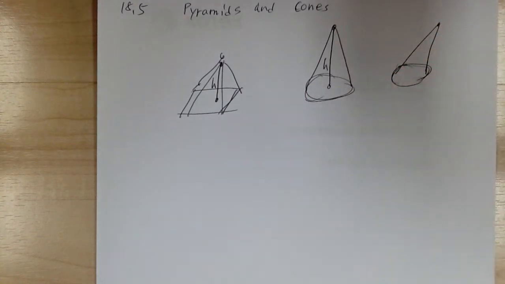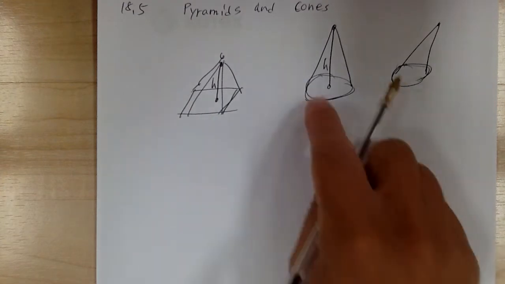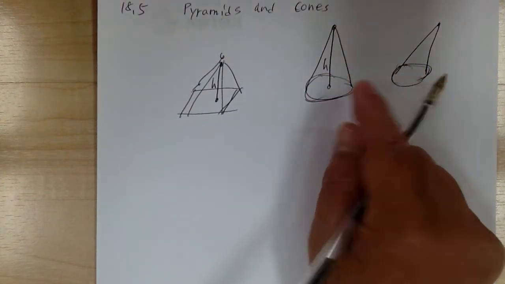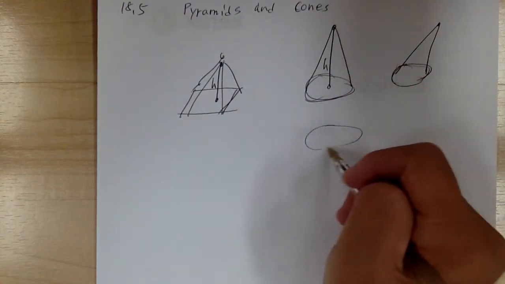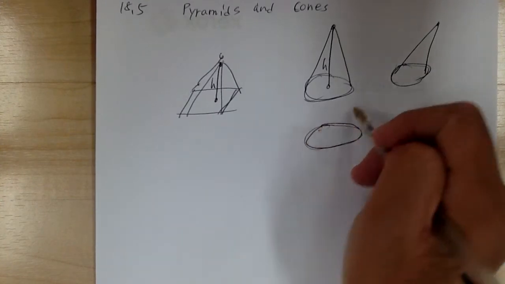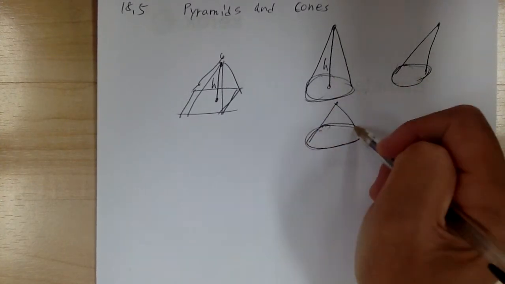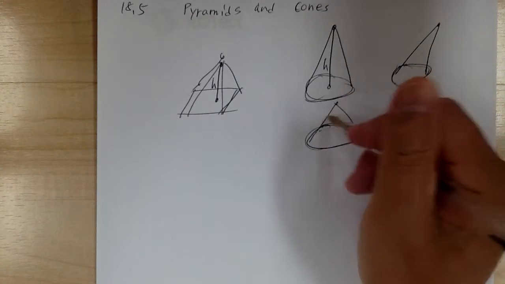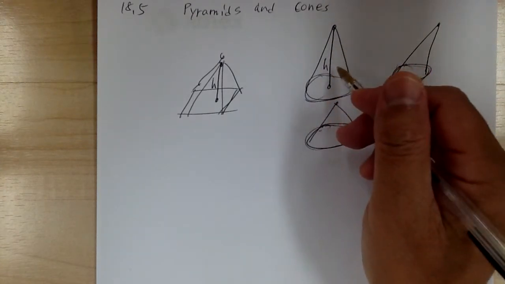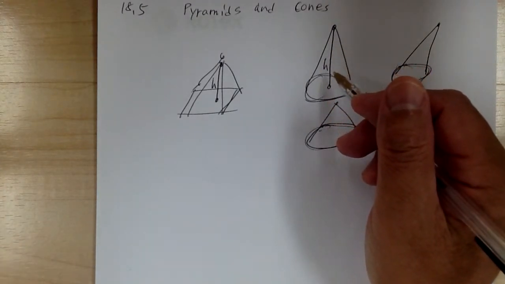And the cone can also have, this is a circular cone, whereas sometimes you can have an oval base. So it does not have to be a circle, but normally we deal with a circular cone. So when we talk about cone, we usually think of it as a circular cone.